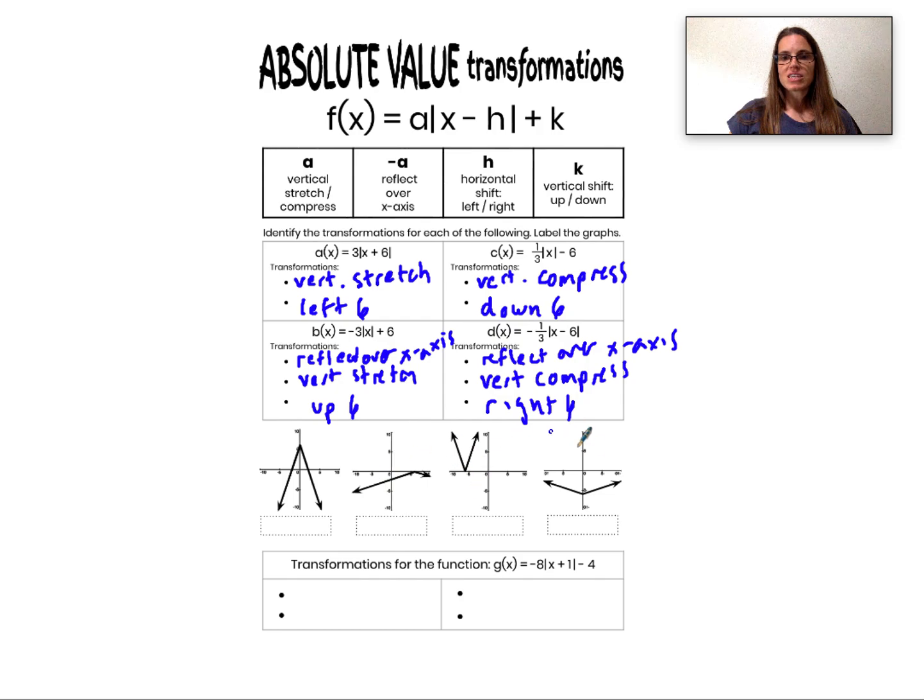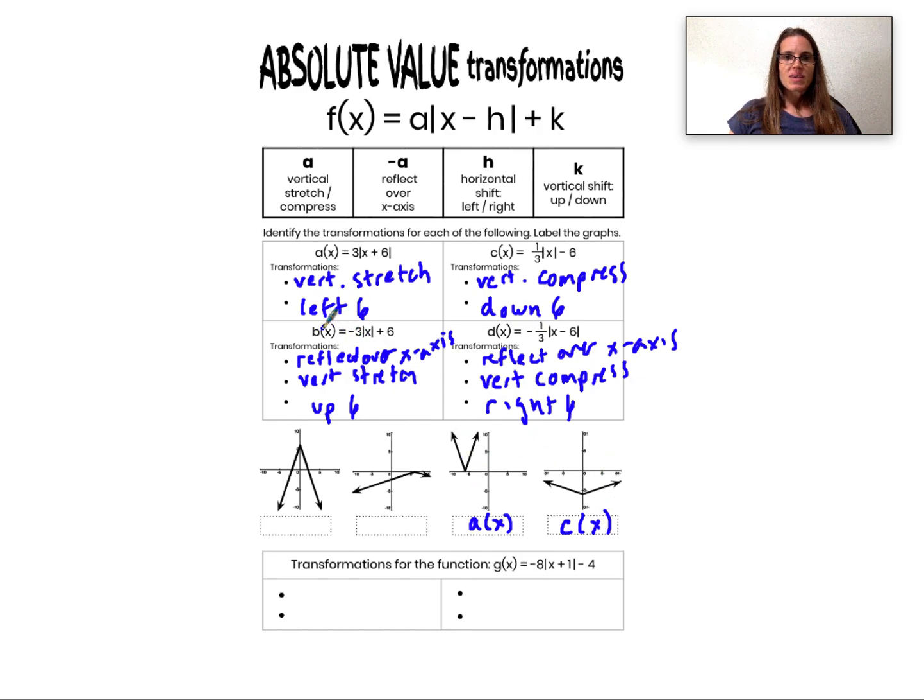So which of these 4 graphs has a vertical stretch and is moved left 6? Yep, this is a of x. Vertical stretch, it's steep, and it's moved left 6. Next up, c of x. We're looking for a vertical compress and down 6. So we're looking for a graph that is flatter and shifted down. Here it is. This is c of x.